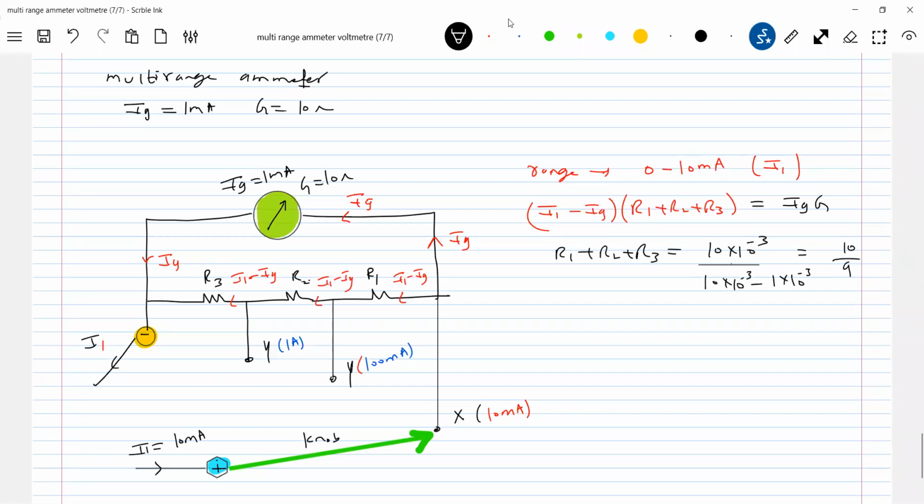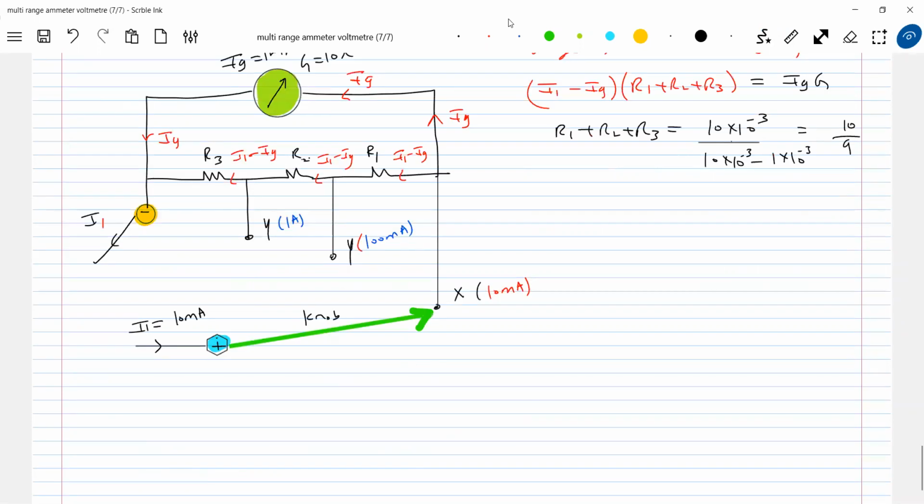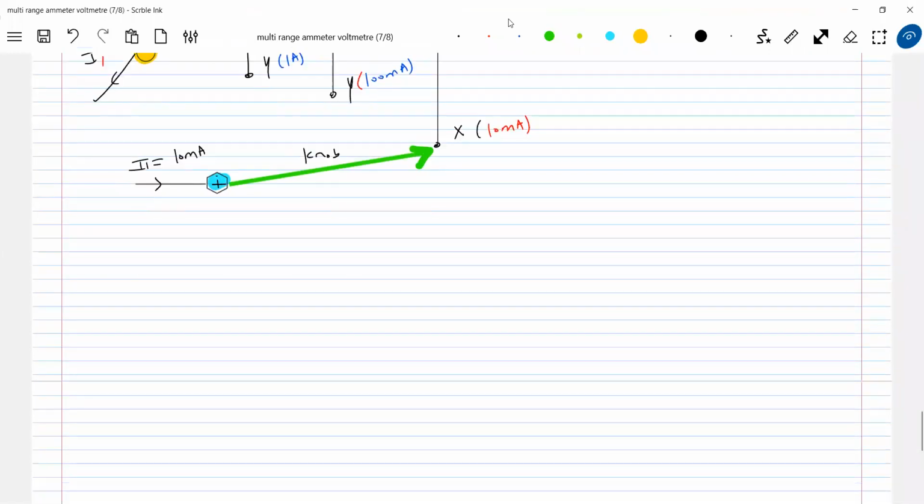Similarly, now I'll move the knob to Y. When I move the knob to Y, how much will the range become now? 0 to 100 milliampere. All of you got the setup. So that is the basic idea of the multi-range ammeter. Why are we choosing X as 10 milliampere? Why don't we choose 100 and this the other way around? Because what is the basic idea? As the range increases, the value of shunt should decrease. You can see it in the next circuit. I'll draw it here.